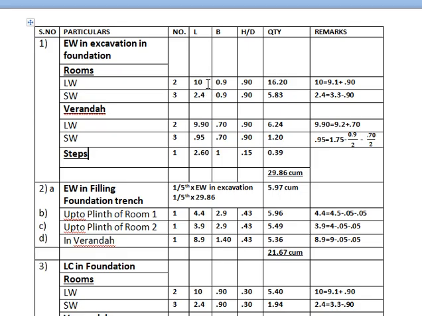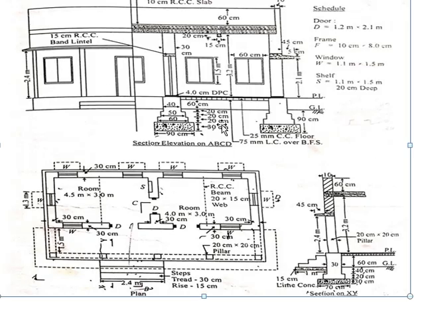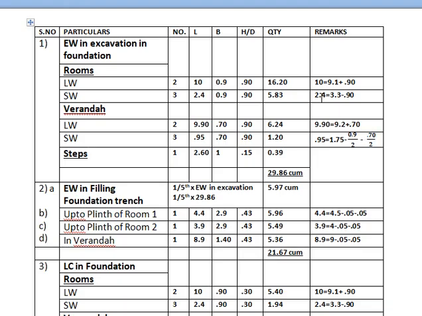Now we have to see what is the length. So the length is basically 9.1, and for the earthwork in excavation we know the width is 0.90, so we will add this 0.90 for the long wall, and this 0.90 will be subtracted for the short wall, as we have discussed this thing in the past.